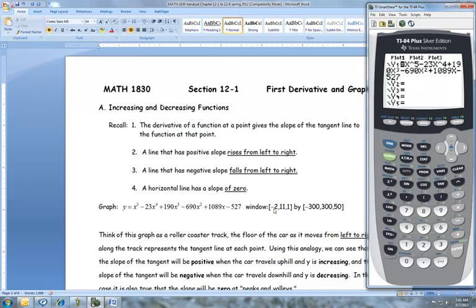Window, this is your x's and this is your y's. So let me go to my window. I've got a negative 2 x min and 11 x max. Scale is 1. Scale is how often the tick marks are given. Negative 300, 300, 50. The larger these numbers are, the larger the scale is going to be. If you had this at 1, you might try it. It'll look like a double axis. So when the numbers get big, then the scale must also. So I'm going to ask the calculator to graph.